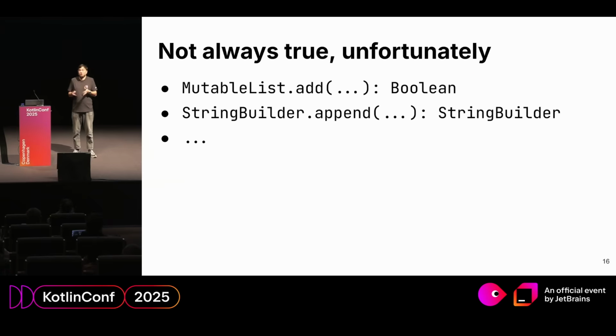Fortunately, it is not always true, because we have some functions which return values which are maybe not that useful. For example, a mutable list add. It returns Boolean, and almost no one ever uses this Boolean result unless it is required by some special logic. A lot of things like StringBuilder append or similar functions just return this for the purpose of chaining the calls. But if we forget this StringBuilder or do not use it later, it is completely fine. It is not a mistake or a bug.